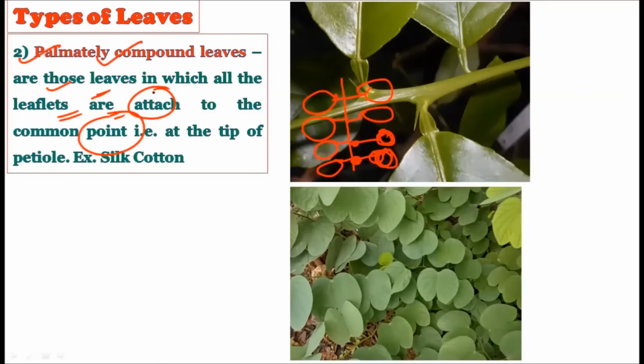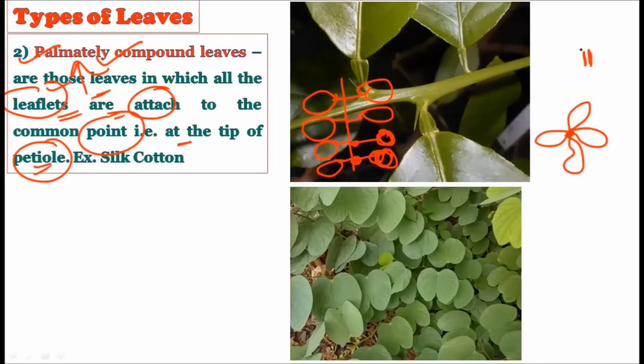But in the palmately compound leaves, the leaflets were attached to a common point. There is always a common point, and all the leaflets were attached to this particular common point, and hence this type of leaves was called palmately compound leaves. That is at the tip of the petiole. They will always possess the petiole, and on this petiole many leaflets were present.